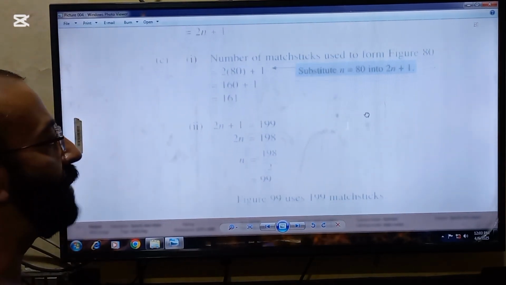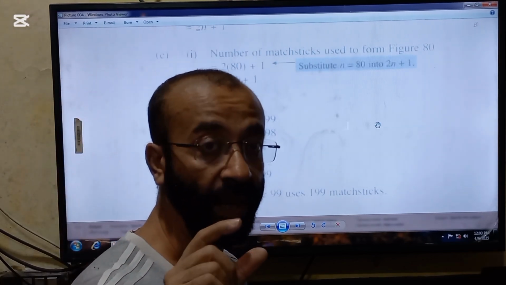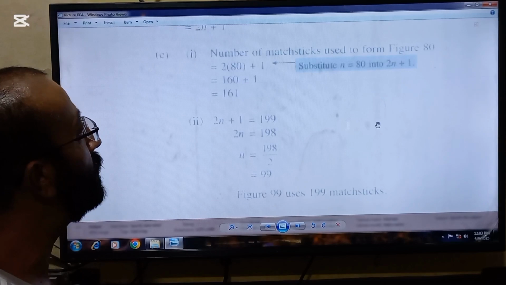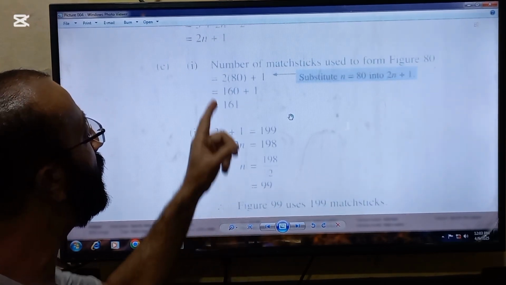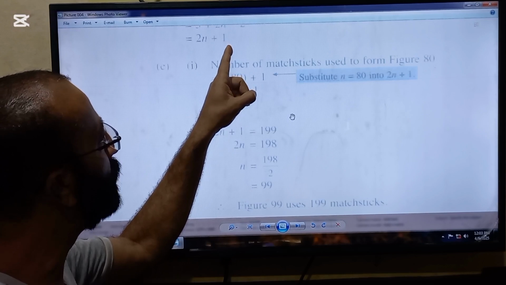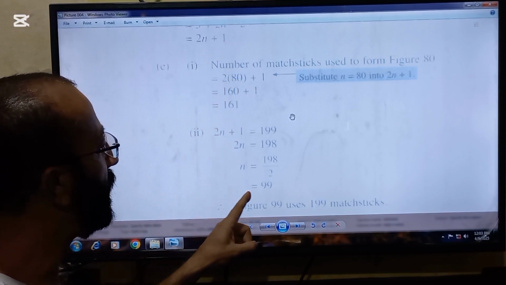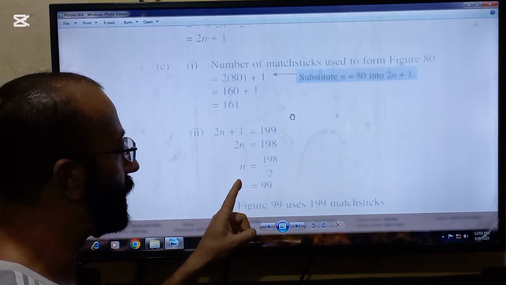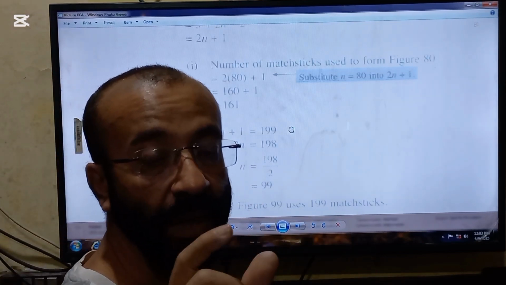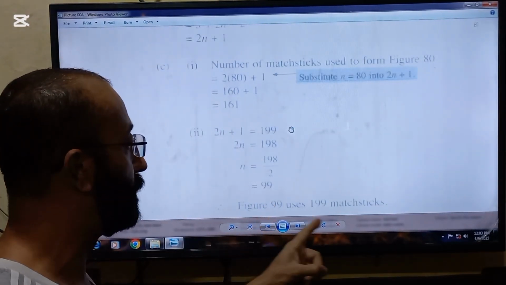The next requirement was, if the matchsticks used are 199, you will put 199 equal to the general term, because these are the matchsticks which are used. After solving you will get 99. That is the answer for n, that is the figure number. So 199 matchsticks will be used in the 99th figure.